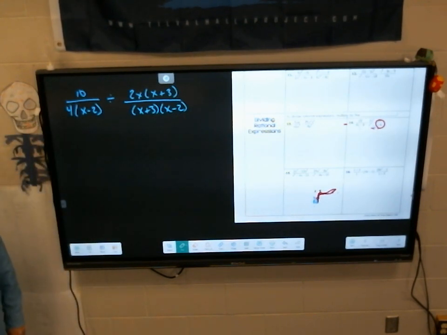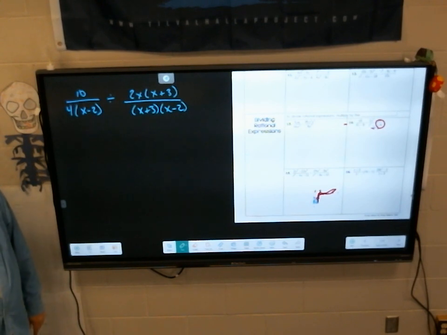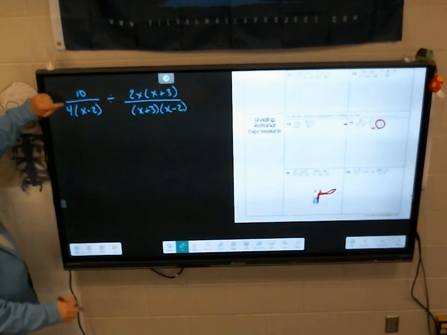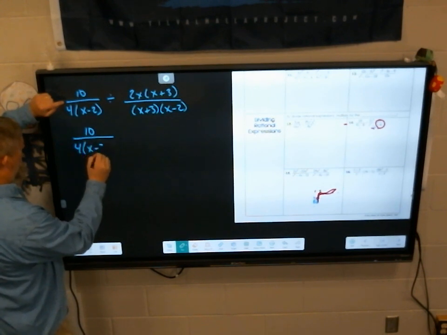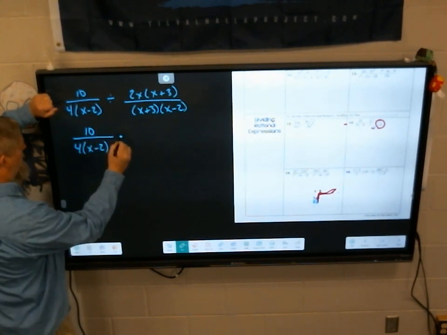Now, do you guys remember back in 5th grade when you learned fraction skills, the phrase keep, change, flip? Keep, change, flip.